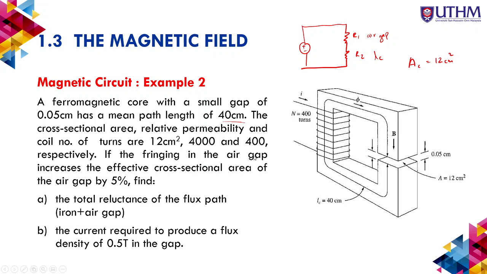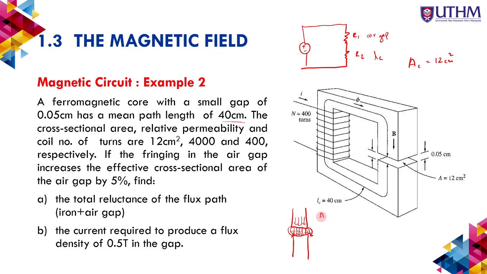If the fringing of the air gap increases the effective cross section area of the air gap by 5%. So maksudnya the area of the air gap increases 5%. Okay, the fringing effect is like this. Ni for example I ambil yang kat sini. So fringing effect tu bila ada flux, so flux yang go through macam ni kan, dia akan ada macam fringing effect, macam boom sikit. Okay, so it assumes the area increases by 5%.